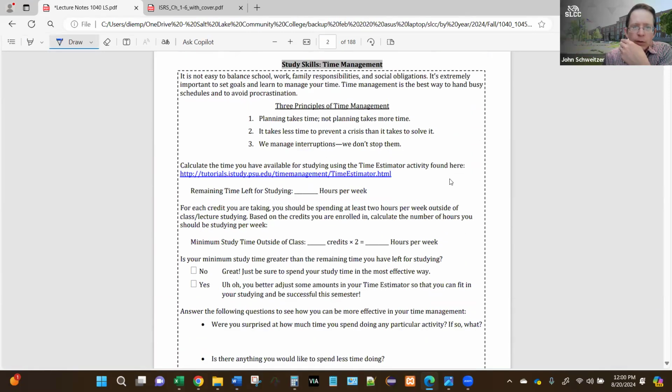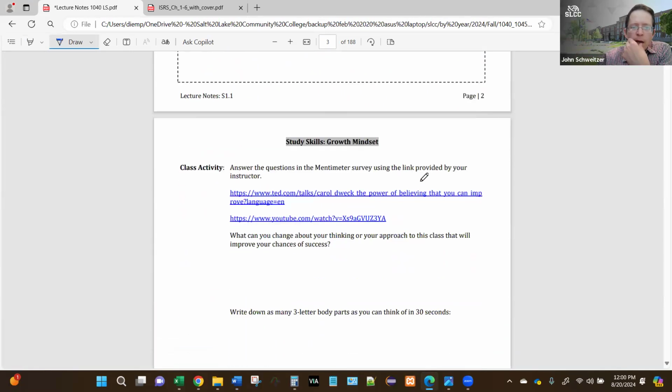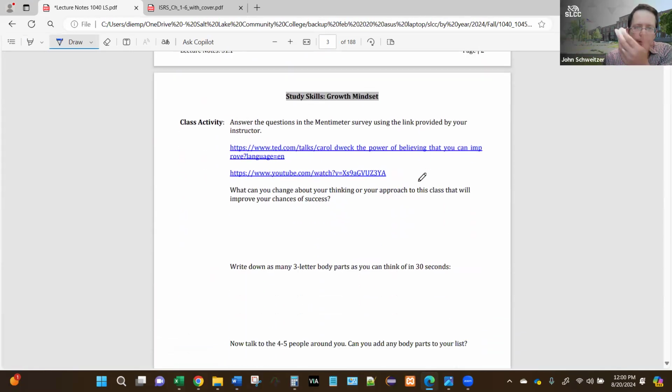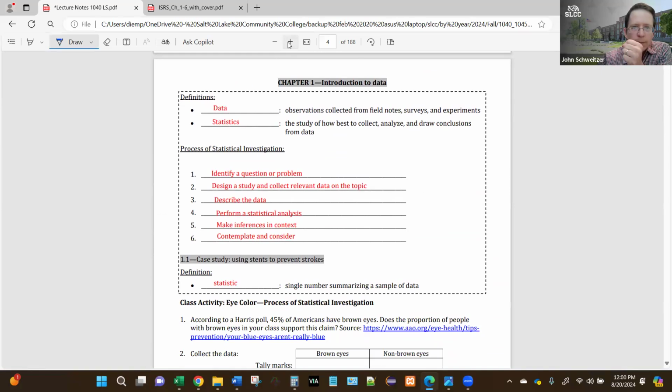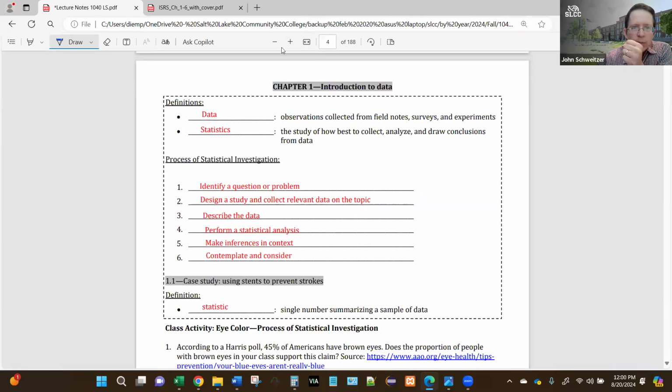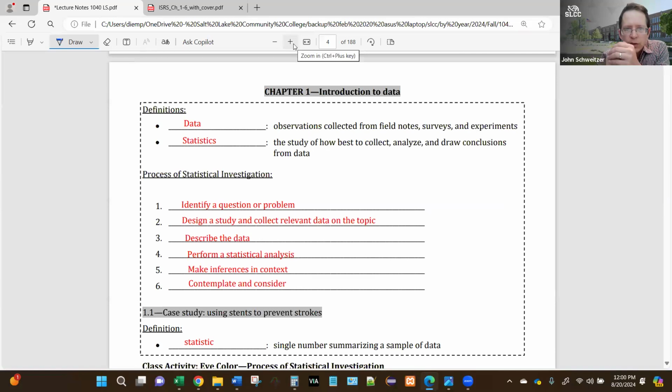Okay, and so same here. I'm not going to be talking about time management in class. I would in my 1045 class, but we're going to skip it, right? Growth mindset. Not going to talk about it in this class, but it's available for you. Okay, so we're going to start here on page 4 with the introduction to data.